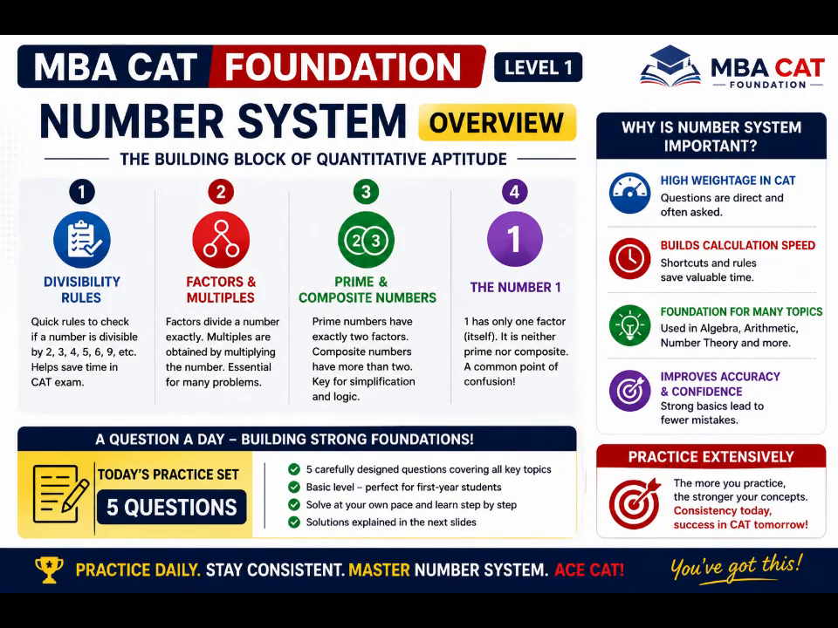Number system is one of the most important topics in quantitative aptitude and forms the foundation for many CAT questions. A strong understanding of divisibility rules, factors and multiples, prime and composite numbers, and the special properties of the number 1 will make advanced topics much easier to learn.